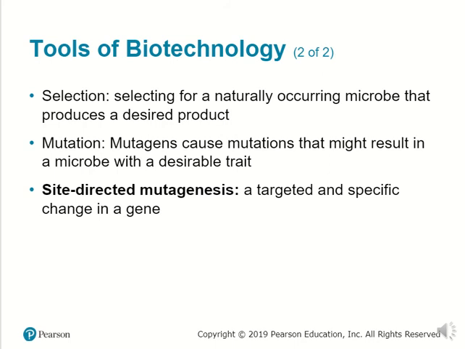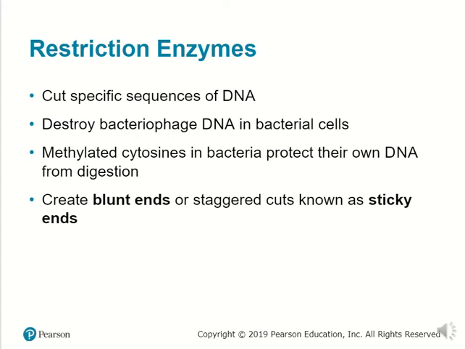Restriction enzymes can be used to cut specific sequences in a DNA sequence, and they will typically destroy bacteriophage DNA in bacterial cells. Methylated cytosines in bacteria will protect their own DNA from digestion. In this situation, restriction enzymes may create blunt ends, where a double DNA strand is cut straight, or staggered cuts known as sticky ends, where a small single strand sequence is left hanging off.